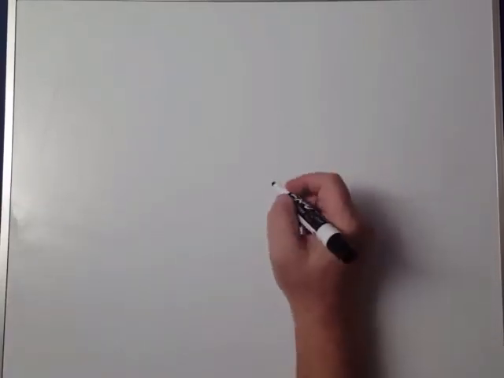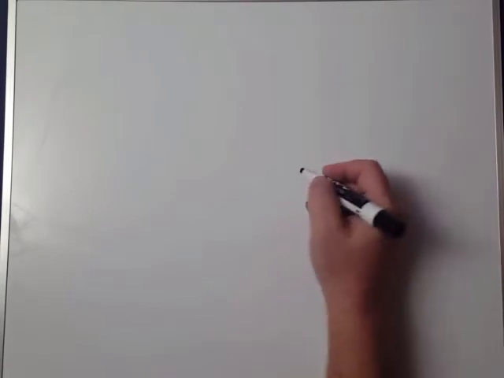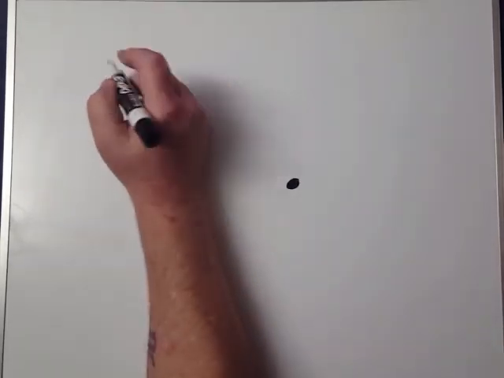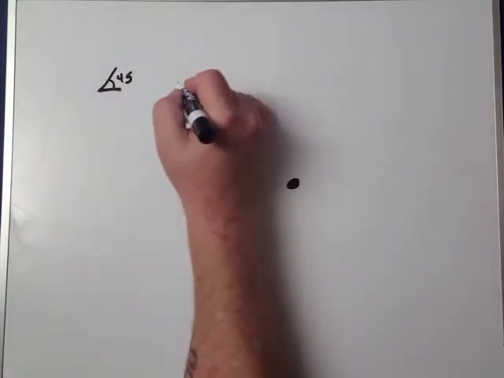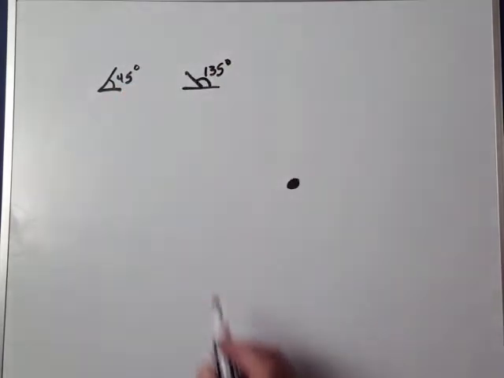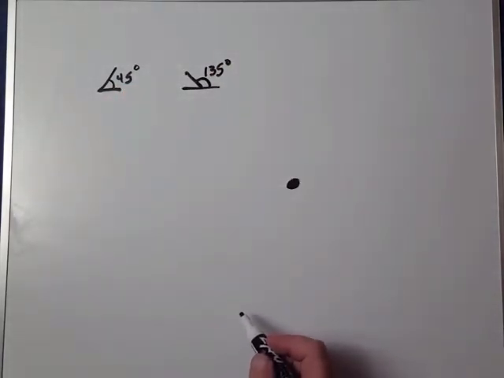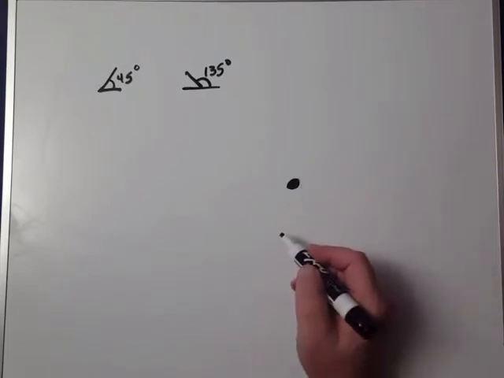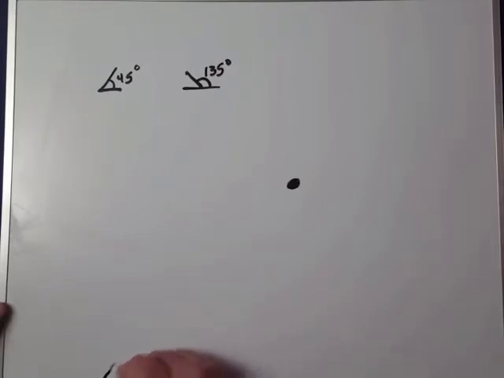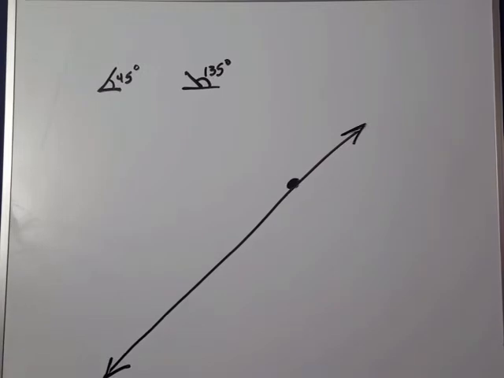But what if I say, how many points are there? How many lines are there that pass through this point and meet the bottom edge of the whiteboard at a 45-degree angle? I'm calling this a 45-degree angle. If I were talking about this, I would call that 135. So how many lines are there in the plane of this whiteboard that will pass through this point and meet the bottom edge at a 45-degree angle? Just that one.